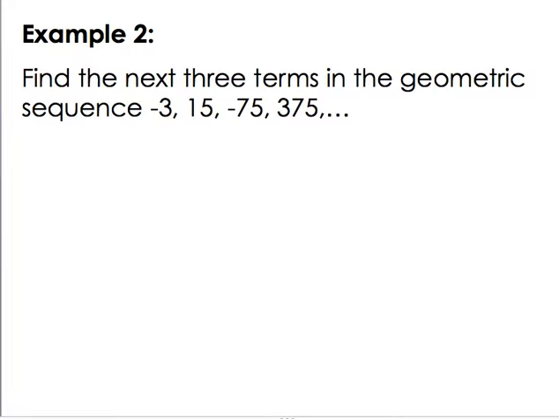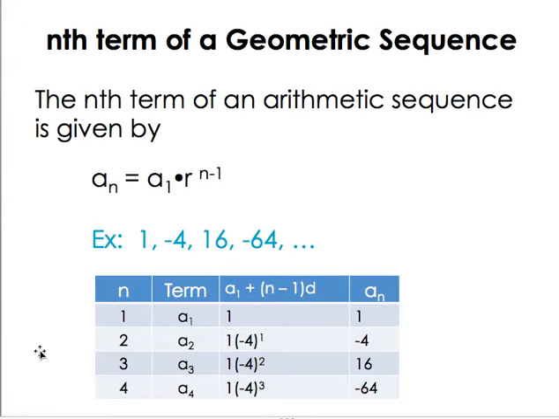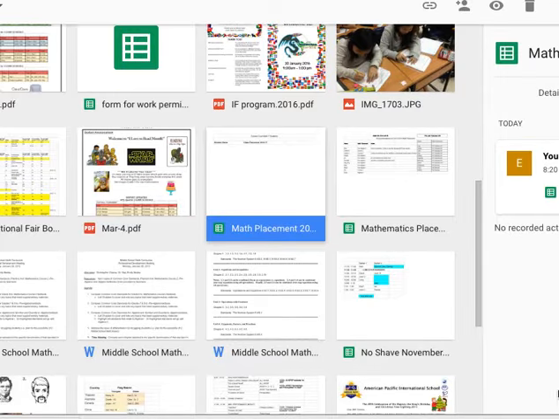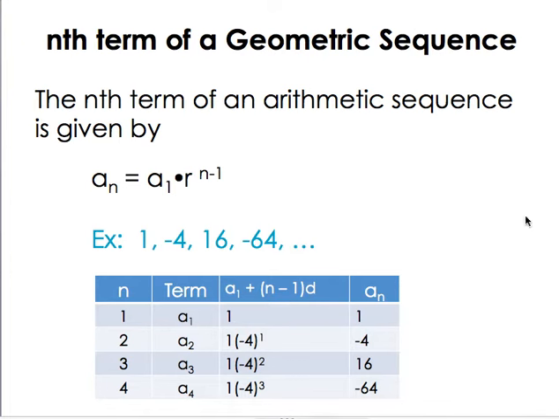Okay, now let's take a look at how to find the nth term of a geometric sequence using a formula. Whoa, what happened? Hold on, sorry guys. And that formula is a sub n is equal to a sub 1 times r, which is the common ratio, to the power of n minus 1. Okay, this is exponential again, so we are going to be multiplying by powers here.